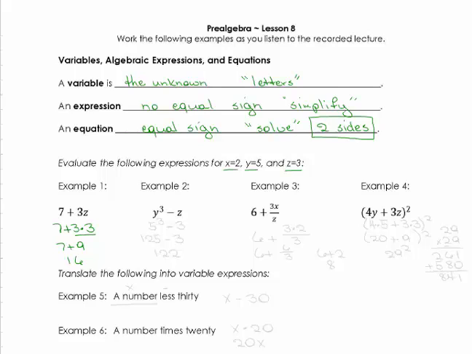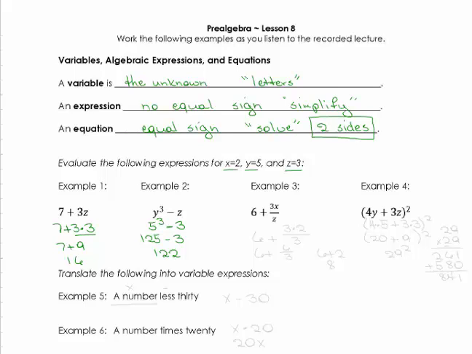Example 2 says y cubed minus z. Well, y is equal to 5, so we want to say 5 cubed minus, and remember the minus is in our expression, so it doesn't come from the value of the variable in this one. We're going to say minus the value for z, and z is equal to 3, so it would be 5 cubed minus 3. Now we know we would do exponents first in this case, so we're going to say 5 times 5 is 25, times 5, well, I happen to know that one, that's 125. Think quarters when it's multiples of 25. You would have 5 quarters would be $1.25. And 125 minus 3 would be 122.